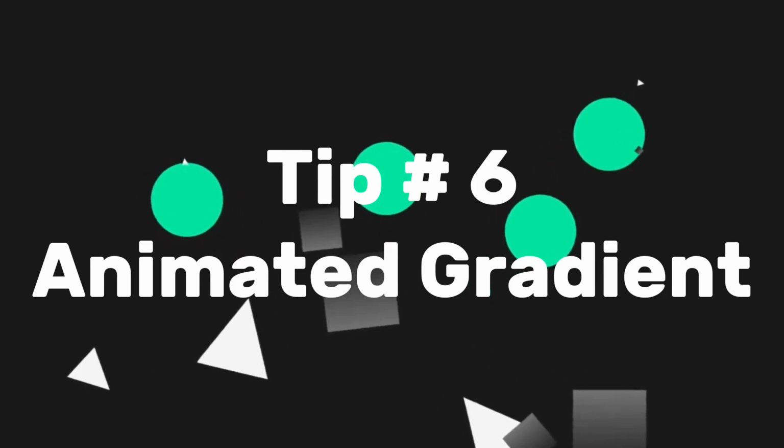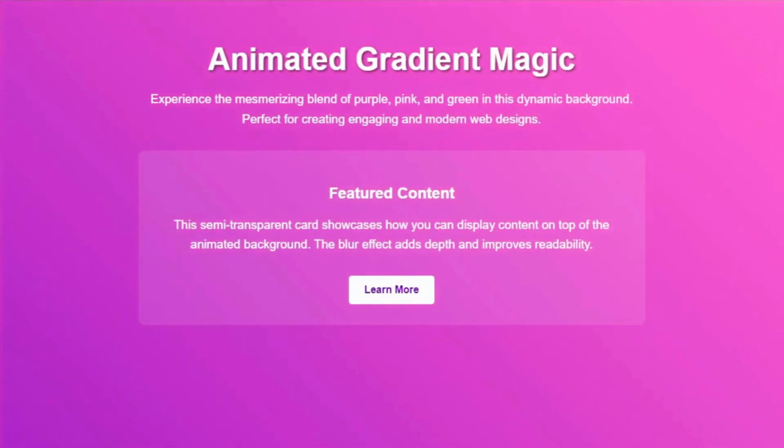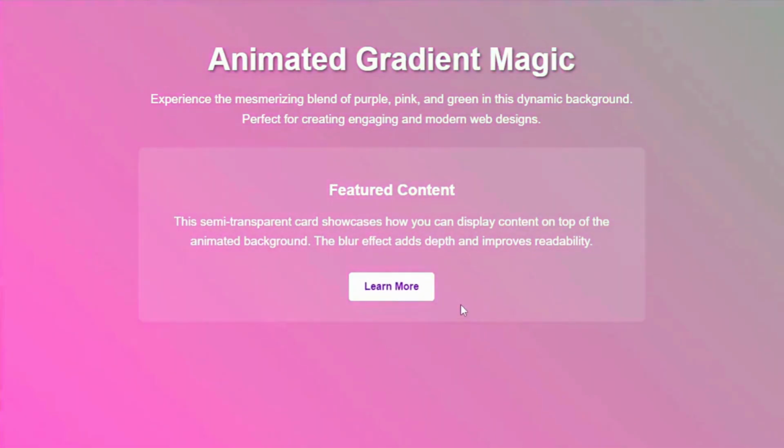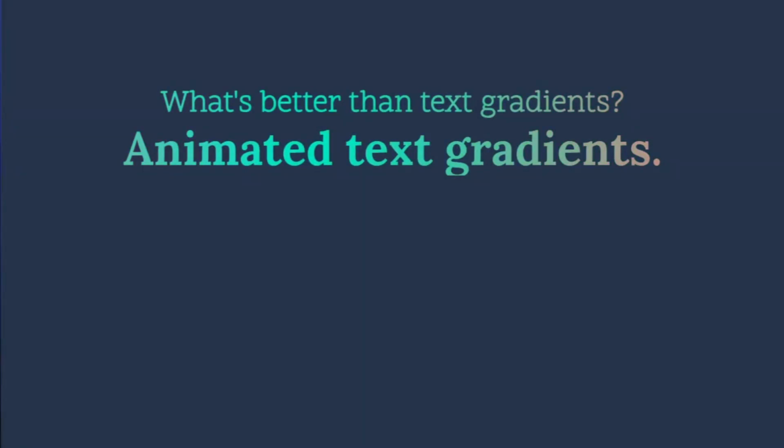Tip number 6. Animated gradient. Animated gradients create a smooth, shifting color background that can give your site a dynamic and modern look. By using keyframes, you can move the gradient's position, creating a sense of movement. This adds energy and visual interest to backgrounds, making your site feel more interactive.